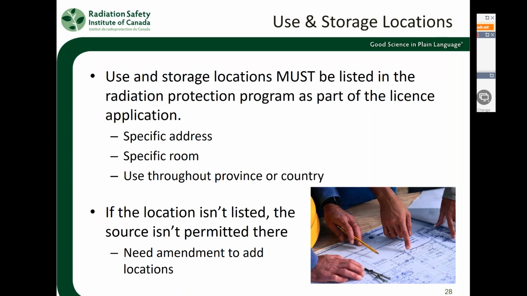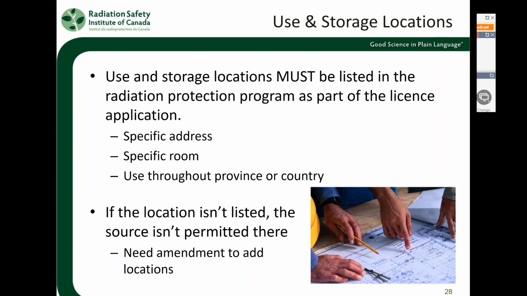List in your radiation safety program your use and storage locations of your sources. They may be two different places, or they may be the same location. If you're within a building, you may be specifying the room where sources are used and the room where sources are stored. The sources should never be located in any place that is not listed as a use or storage location in your radiation safety manual.